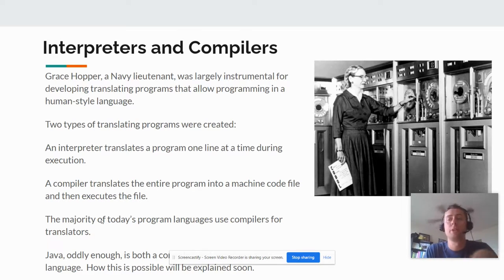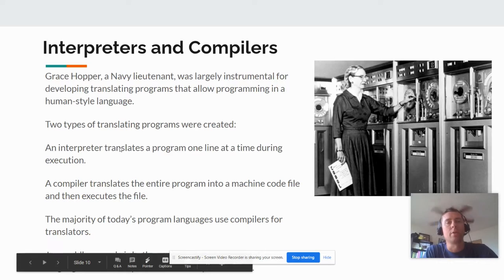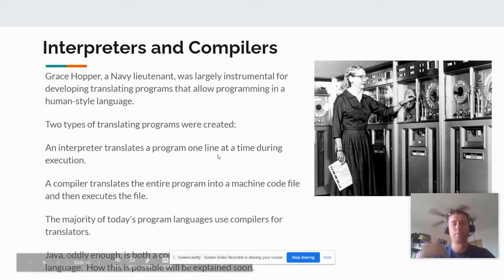So basically what she wrote was a translator, a program behind the scenes that will take what we wrote in a high-level language and turn it into something a little lower level so that the computer can understand it. Now, there are two different types of translators. You have compilers and interpreters. Interpreters translate a program one line at a time from start to finish, and a compiler will translate an entire program all at once, basically, before it starts to run.